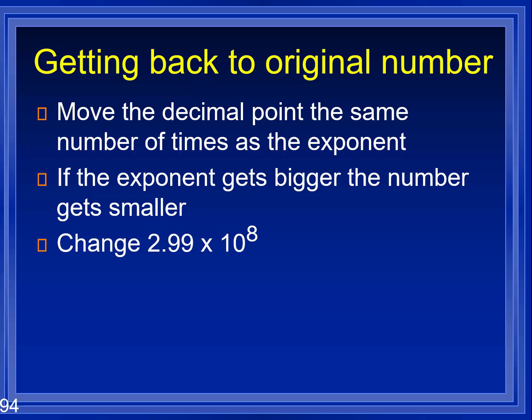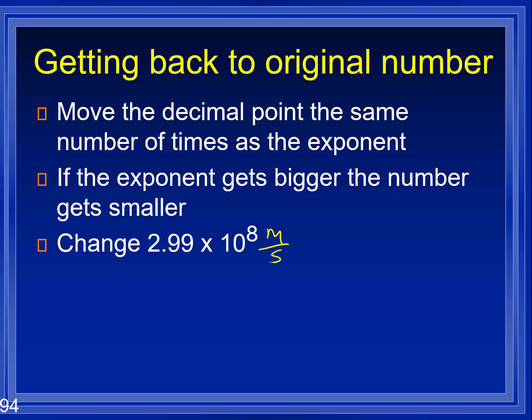For example, one of the numbers we'll need this year is the speed of light. And the speed of light is 2.99 times 10 to the 8th meters per second. That's the speed of light. Okay. Write that as an ordinary number.